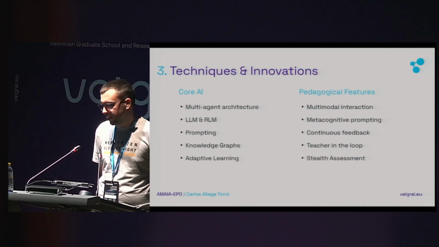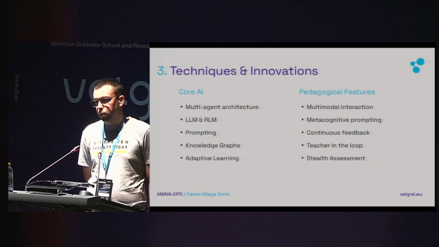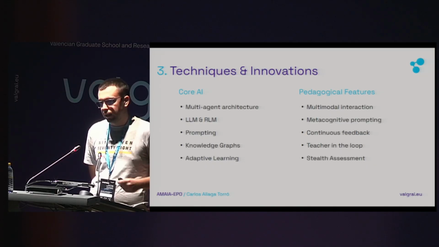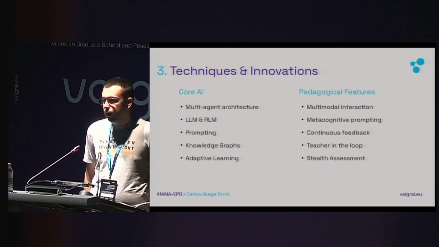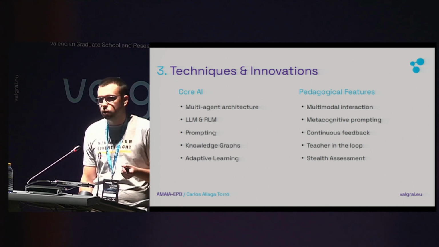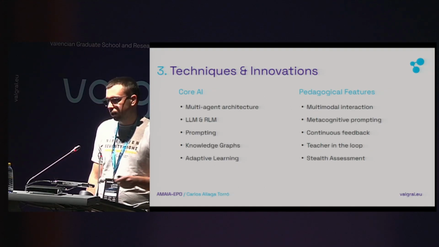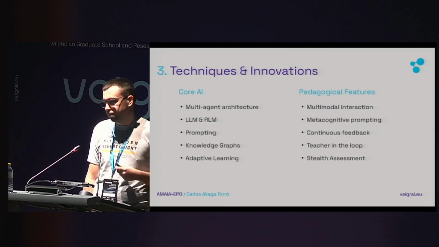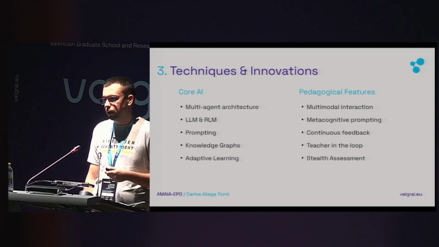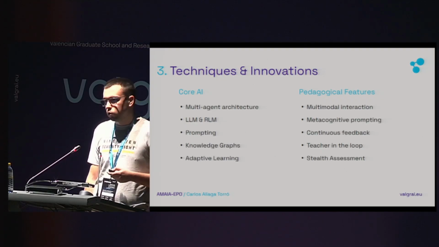The core AI technologies that we will use are multi-agent architecture, large language models and reasoning language models, prompting techniques, knowledge graphs for concept structure and organization, and continuous adaptive learning. In the pedagogical part, we have multimodal interaction, metacognitive prompting, continuous feedback, the importance of the teacher still in the class, who provides extra help and the emotional, affective support that the students need, and stealth assessment, a type of evaluation during dialogues that the student doesn't notice.